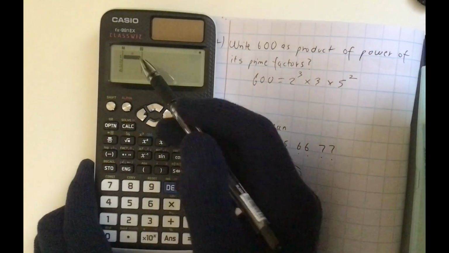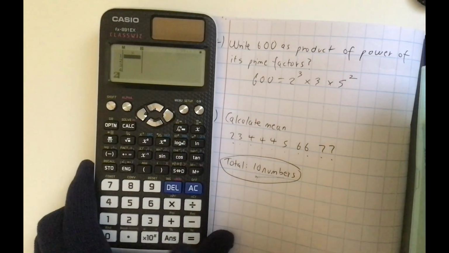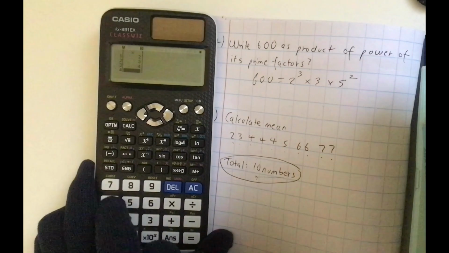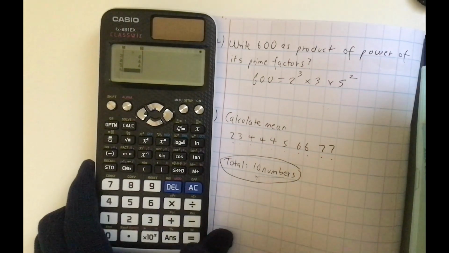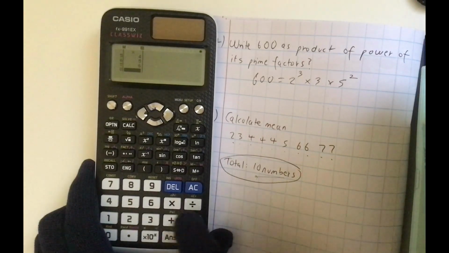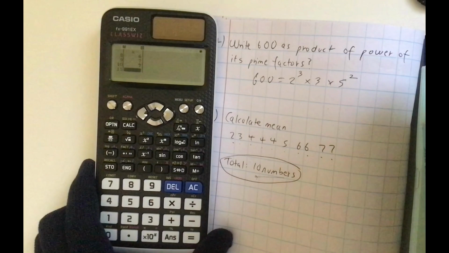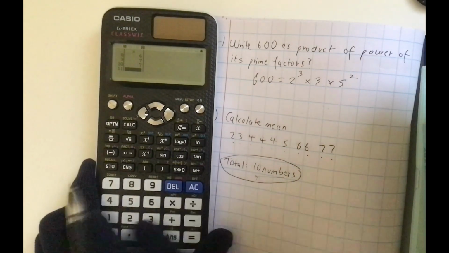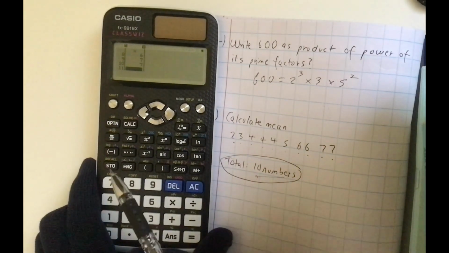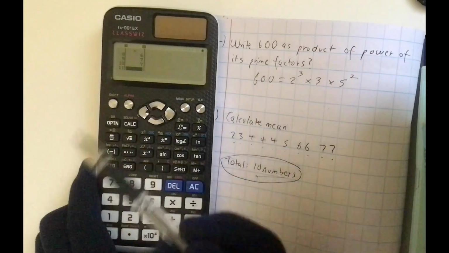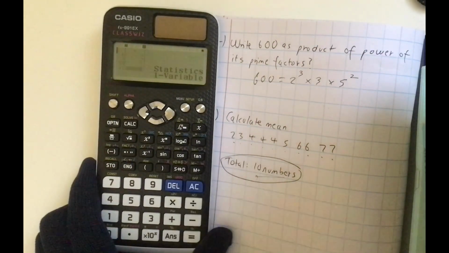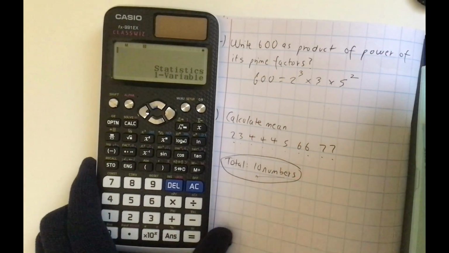Once you do that, you'll get a table of values, and you're going to hit the numbers 2 equals, 3 equals, 4 equals, 4 equals, 4 equals, 5 equals, 6 equals, 6 equals, 7 equals, 7 equals. Now after that, do not hit anything after that button. Just leave it as it is. Hit AC. Once you hit the button AC over there, you get this statistics one variable screen.